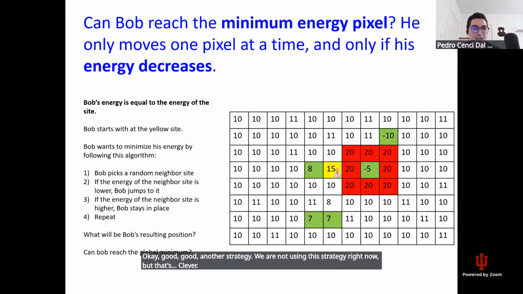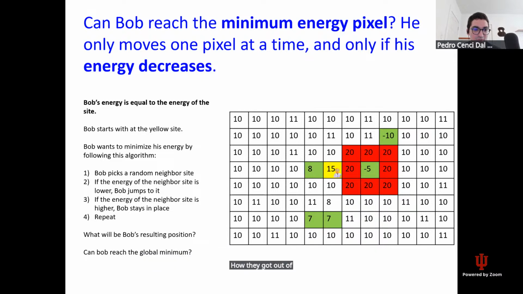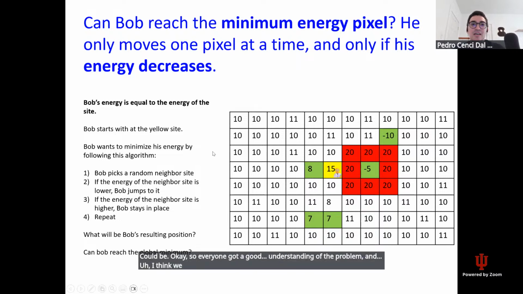How to get out of the pixel with 8, considering the rules defined on the screen? You don't. Why not 7 if he moves down? Could be. Okay, so everyone got a good understanding of the problem, and I think we're ready to move on.